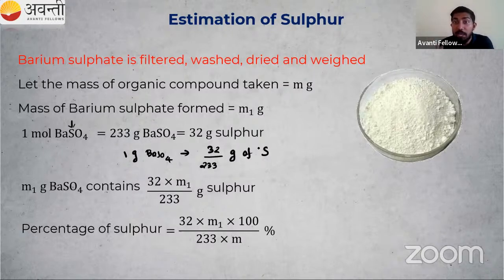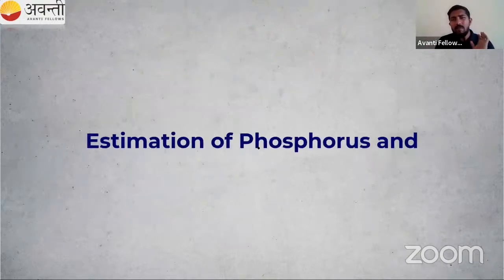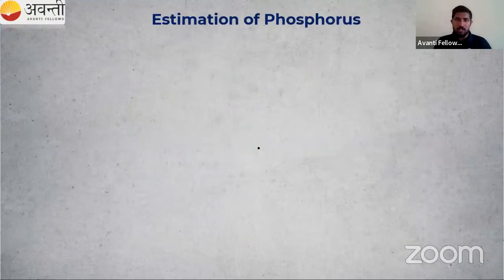So you can see some barium sulfate here. So estimation of sulfur is also done. We follow the same method. Based on the final product, we have to find the percentage. Then we have estimation of phosphorus.